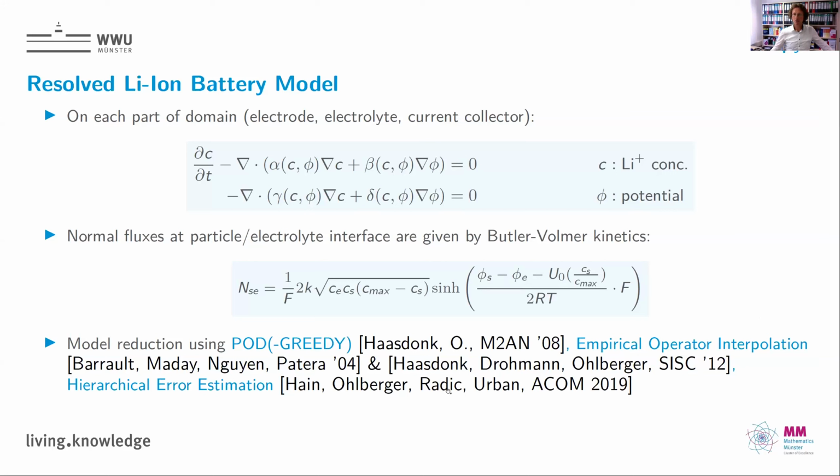And we need a posteriori error estimates for the greedy procedure here. And as this is already a complicated system where we have no rigorous mathematical a posteriori error estimates available, we use a so-called hierarchical error estimation, which uses some heuristics. And this is an approach that we introduced in 2019.